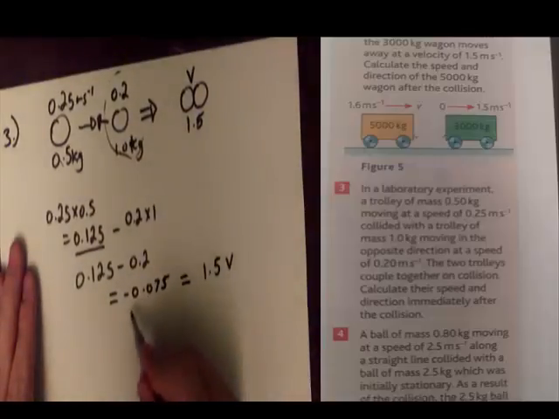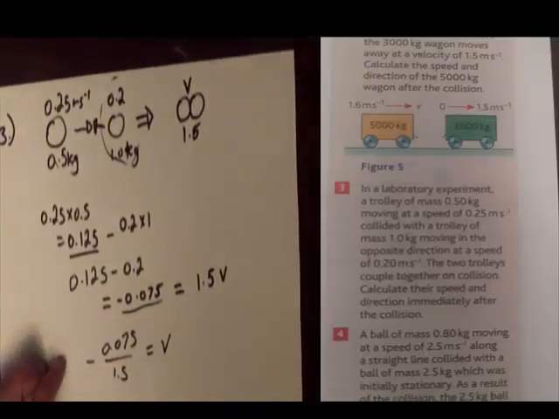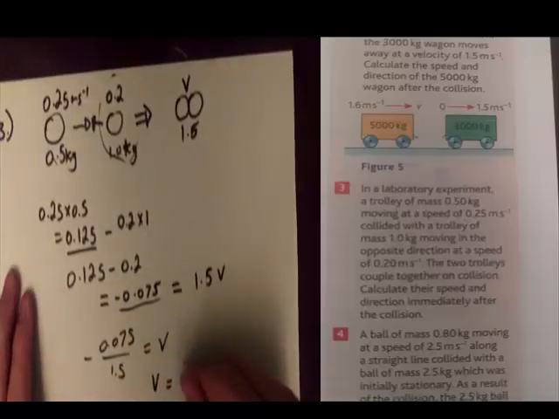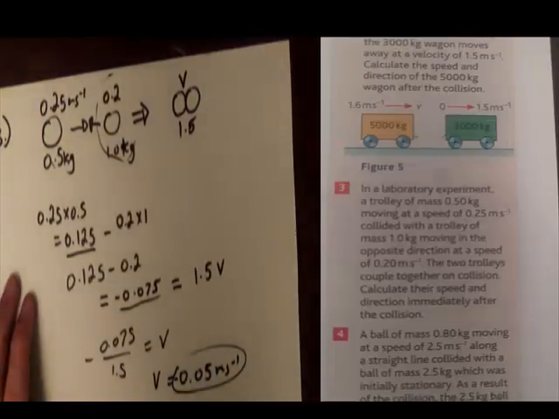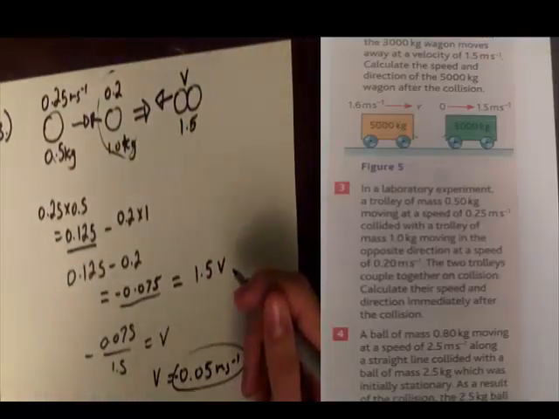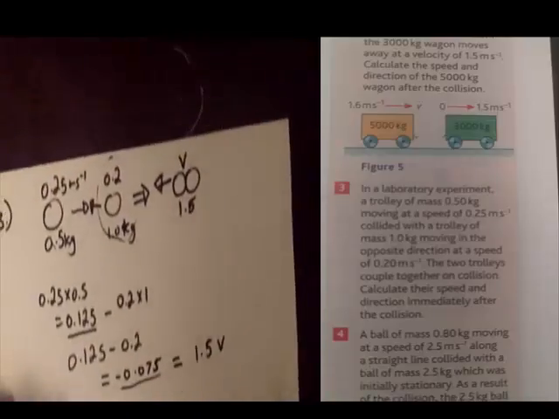So if we divide this by 1.5, we will get v. This gives us that v is equal to minus 0.05 meters per second. Now what the minus tells us is that the trolley will be moving this way after the collision. And that is that question. Right, last question.